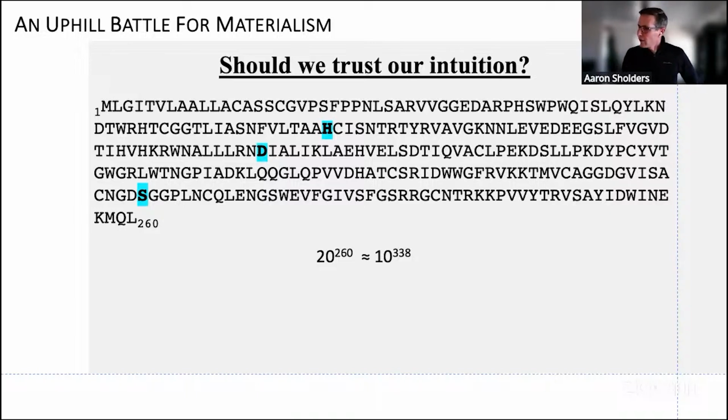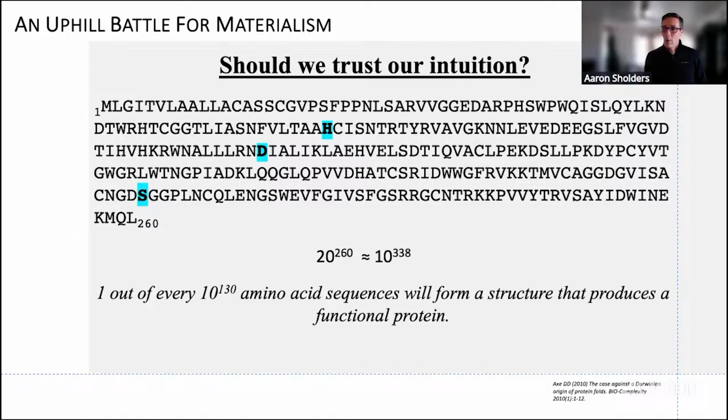So how rare is it to get a 260 amino acid sequence that actually produces a protein? Douglas Axe has answered that question, and I'm scaling his data, but he suggests that 1 out of every 10 to the 130 amino acid sequences will form a structure that produces a functional protein. In other words, we're going to have to search through 10 to the 130 amino acid sequences to find a functional protein. This is a big number. Does it present a problem for evolution?